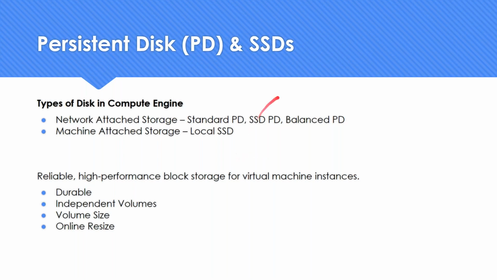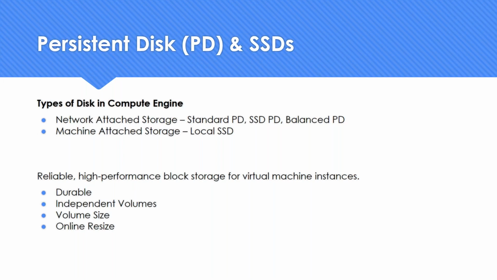You have SSD, which is solid state drive. So most of the laptops these days come with a local SSD. So which is going to be a little faster. The input output operation is going to be much faster with SSD persistent disk. And recently in Google Next 2020, they announced something called as balanced persistent disk. Which is going to be in between your standard, which is magnetic, and your SSD.